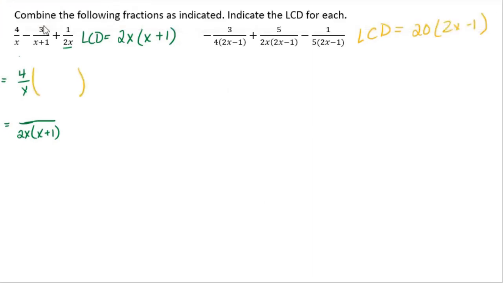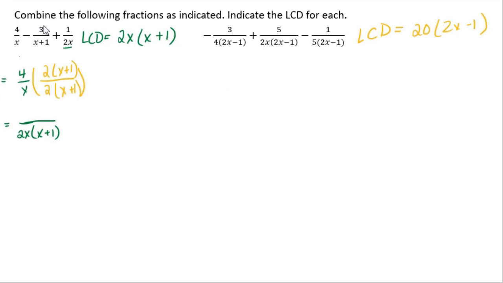Well, this is where the idea of what's missing really helps us. We already have an x, but we don't yet have a 2. If I multiply 2 by x, I get the 2x portion. And we don't have the x plus 1, so we'll put that in as well. x times 2 times x plus 1 is in fact 2 times x plus 1, the denominator we want. So the idea of looking for the factors that are missing is really helpful here.